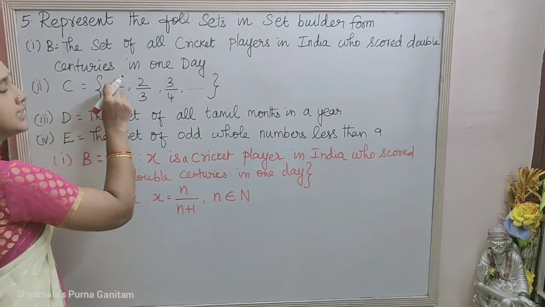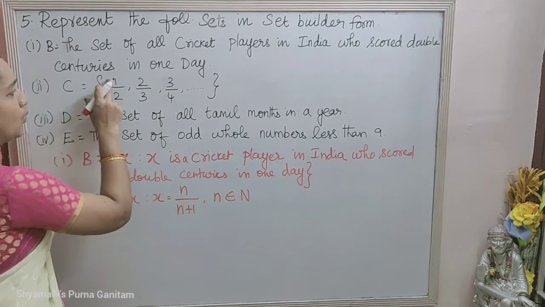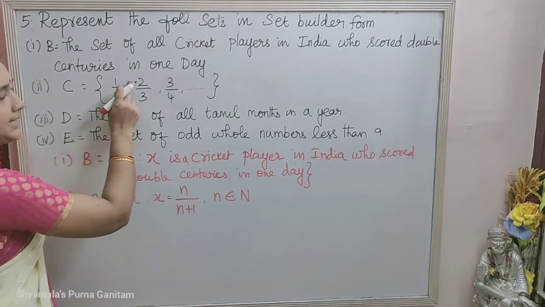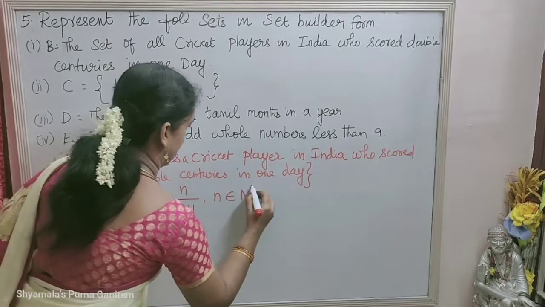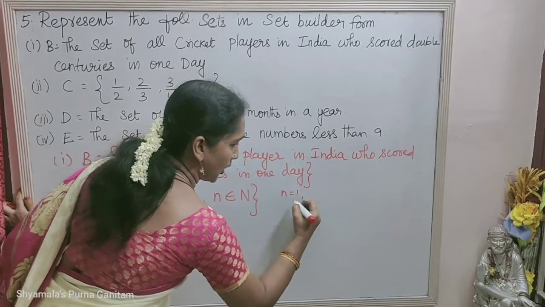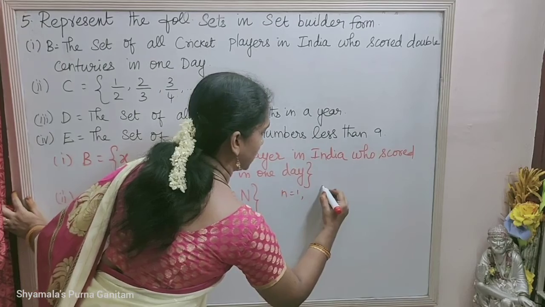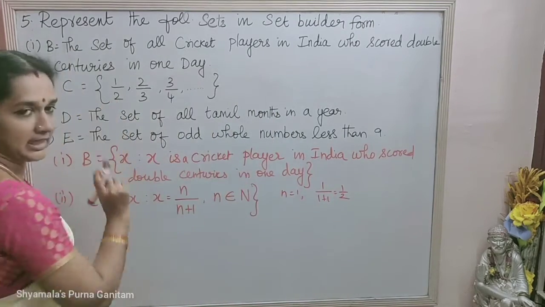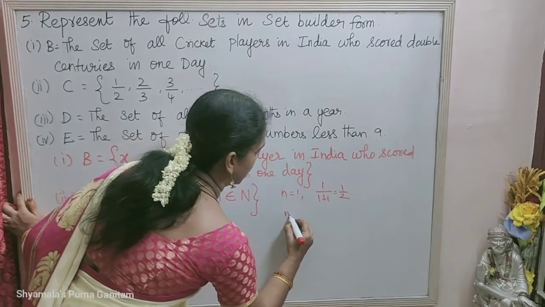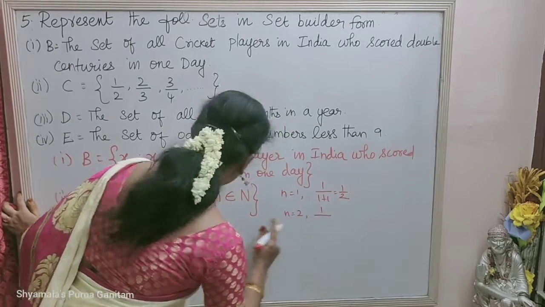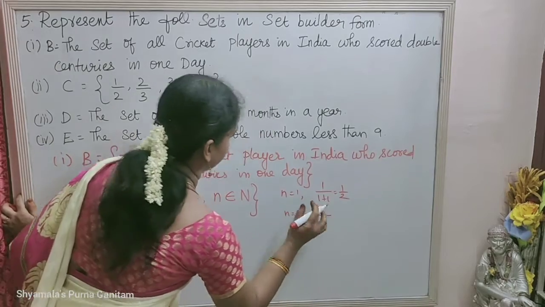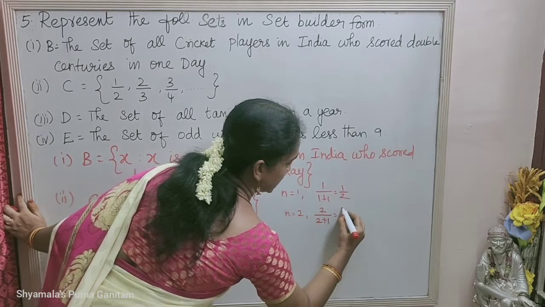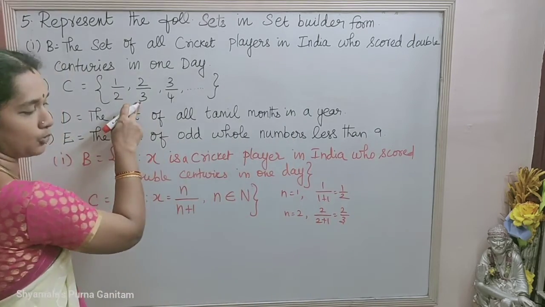So natural numbers start from 1. So 1 by 1 plus 1 is 2. Okay, then next one, if you are taking n, I will show you. If n is equal to 1 and you substitute it here, 1 by 1 plus 1 is 1 by 2, you will get the first element. Okay, second element: if you take n is equal to 2, 2 by 2 plus 1, so that is 2 by 3. That you got, 2 by 3.